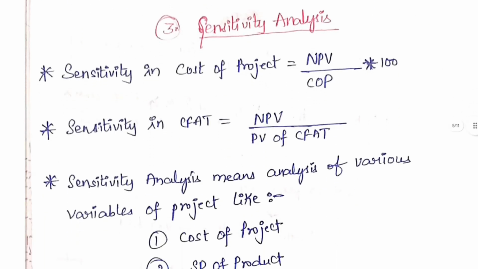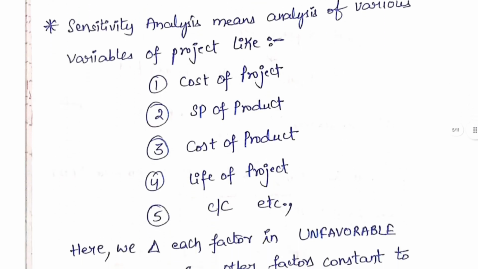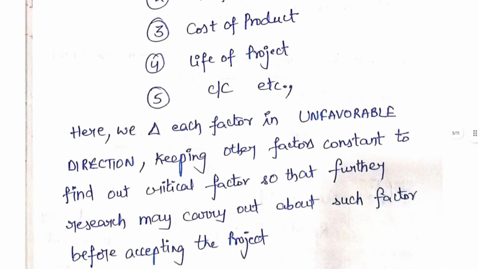Next, sensitivity analysis. Sensitivity in cost of project equals NPV divided by cost of project into 100. Sensitivity in CFAT equals NPV divided by present value of CFAT. Sensitivity analysis means analysis of various variables of the project like cost of the project, selling price of the product, cost of the product, life of the project, cost of capital, etc. Here we change each factor in an unfavorable direction, keeping other factors constant, to find out the critical factor so that further research may be carried out on such factor before accepting the project.